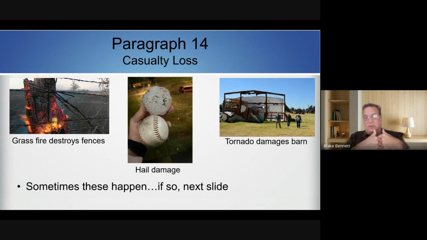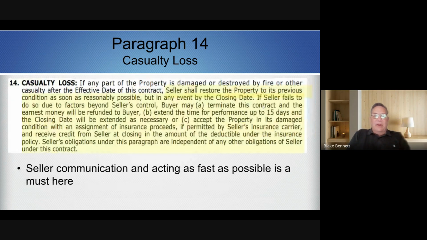Paragraph 14, casualty loss. Sometimes things happen whenever we're under contract. We may have grass fires. We may have hail. We may have tornadoes. Paragraph 14 covers this. It says that seller shall restore the property to its previous condition as soon as reasonably possible. But in the event that the closing date occurs, if seller fails to return it to its previous condition, buyer may terminate this contract.